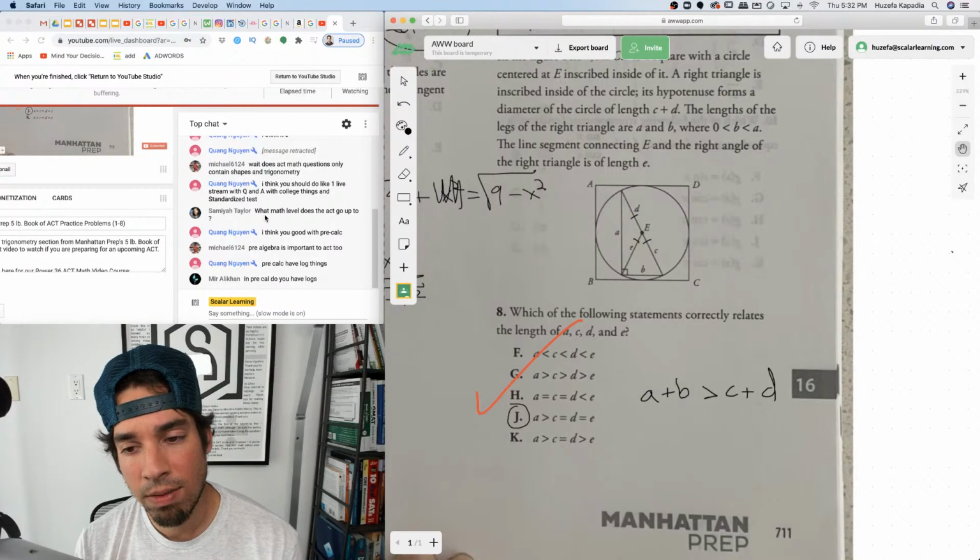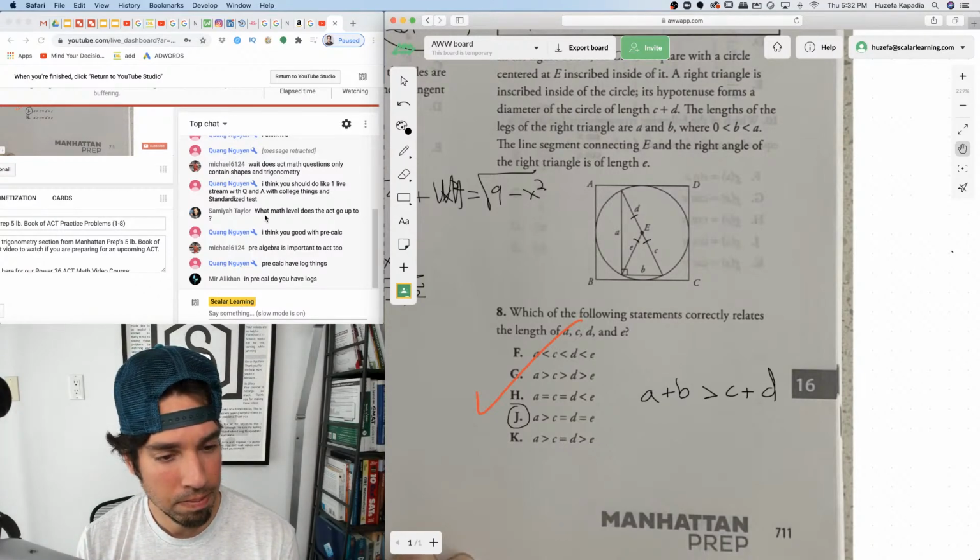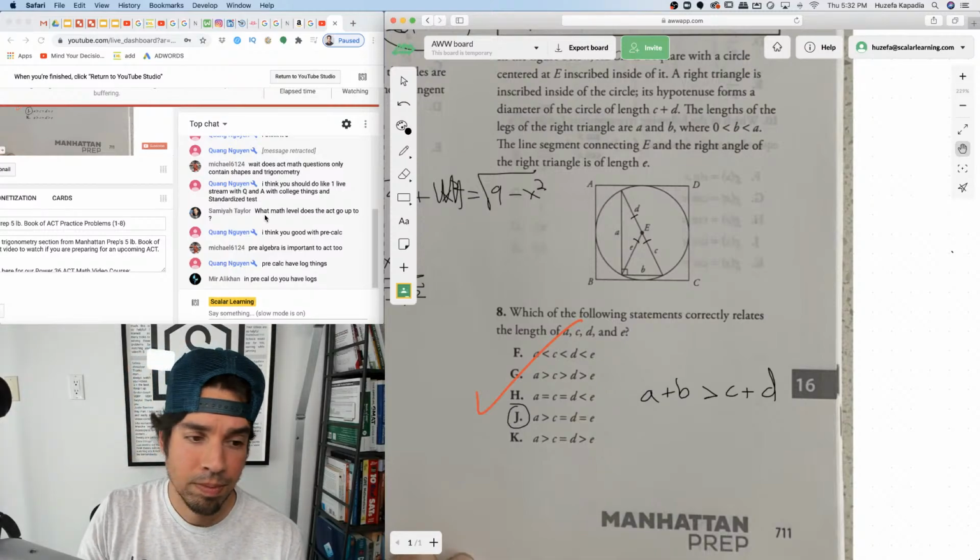Yeah, in pre-calc, you definitely have logarithms. But like I said, also in Algebra 2.